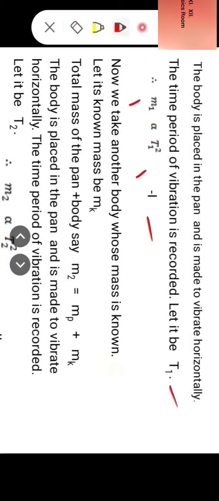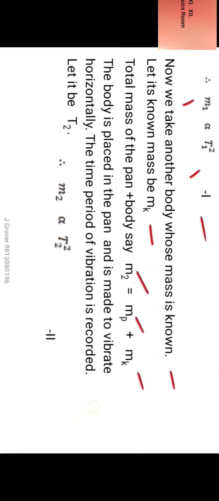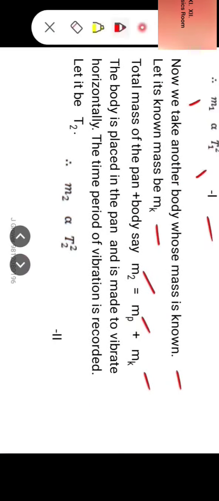Now we take another body whose mass is known. Let its known mass be mk, k for known. The total mass of the pan plus body, say m2, is equal to mp plus mk. The body is placed in the pan and is made to vibrate horizontally. The time period of vibration is recorded again. Let it be T2. Therefore, m2 is directly proportional to T2 square. Mark it as equation 2.